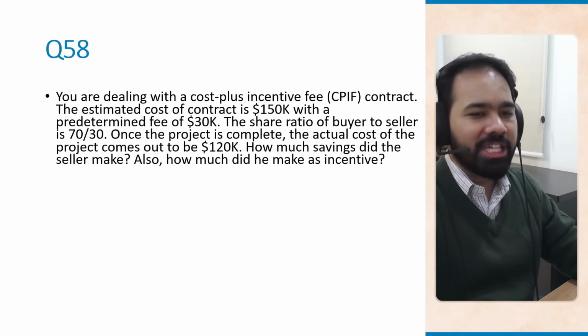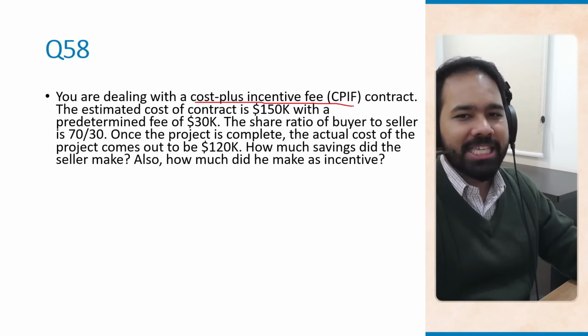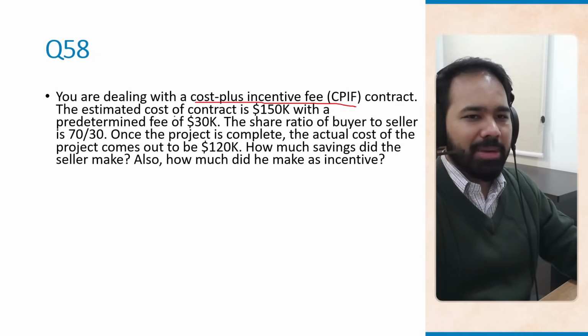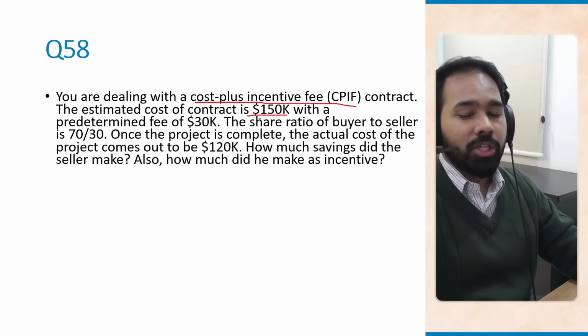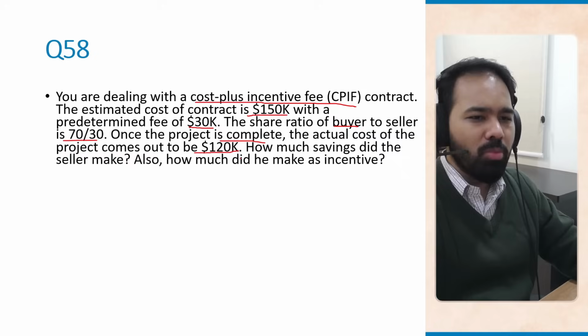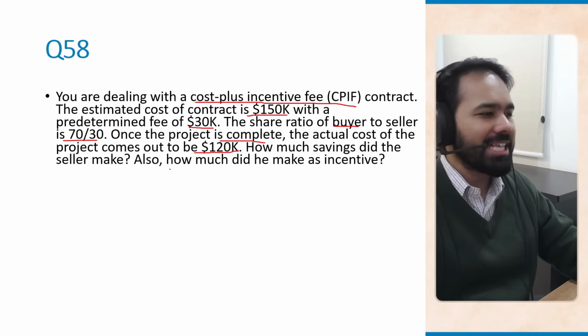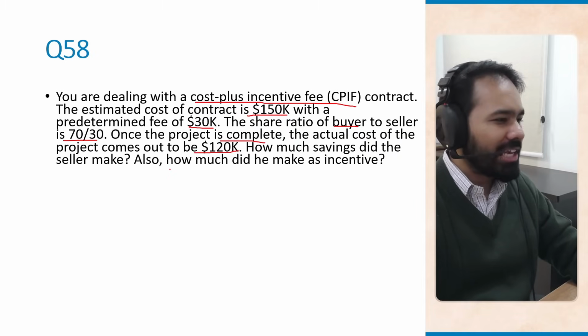Okay, question number 58. You are dealing with a cost plus incentive fee, CPIF contract. The estimated cost of this contract is 150K USD with a predetermined fee of 30K. The share ratio of buyer to seller is 70/30. Once the project is complete, the actual cost of the project comes out to be 120K. How much savings did the seller make? Also, how much did he make as incentive? So, how do you calculate all of this?